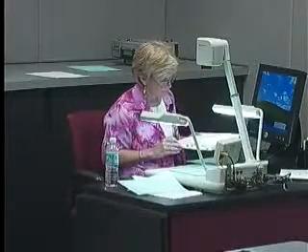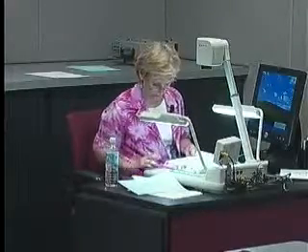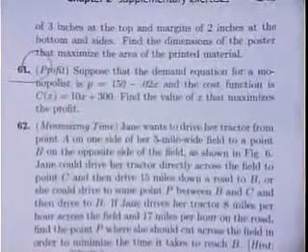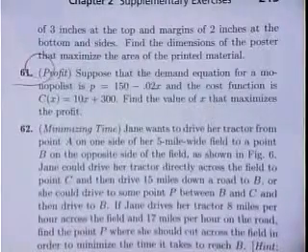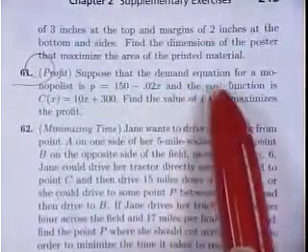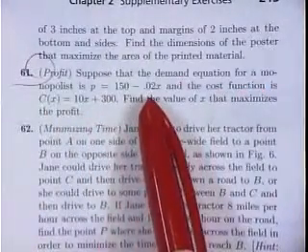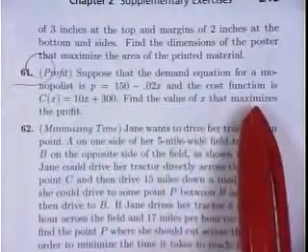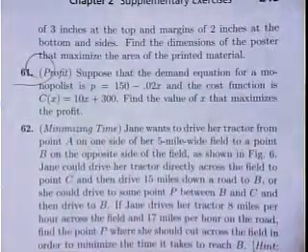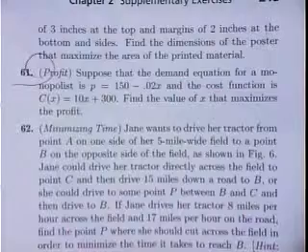Okay, let's go to problem number 61. That's at the top of page 213. So we're getting an example of each type. Top of 213, problem number 61. Profit. Suppose that the demand equation is P equals 150 minus 0.02x, and the cost function is given. Find the value of x that maximizes profit. So you're going to maximize profit. Okay, so get your profit formula.